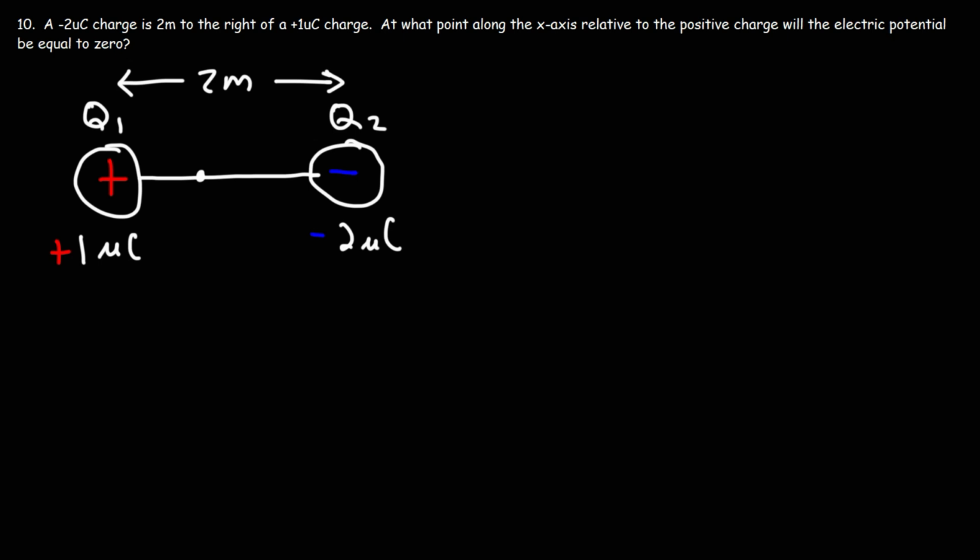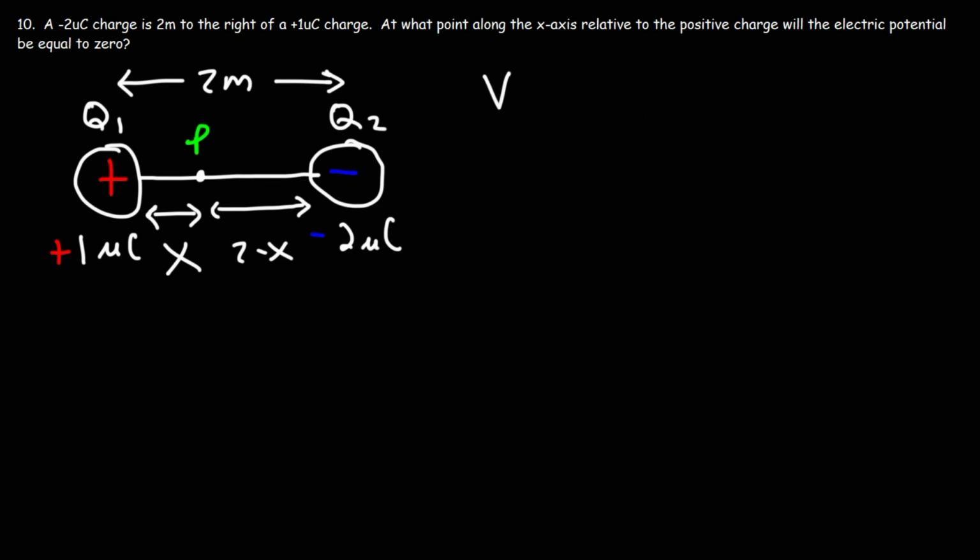So let's call this point P. We're defining point P as the point where the net electric potential is 0. So we want to calculate the distance between point P and the positive charge. So we're going to call that x. If that's x and the total is 2, this segment has to be 2 minus x, because x plus 2 minus x is equal to 2. If we can calculate x, then we can get the distance between the first charge and the point where the electric potential will be 0.